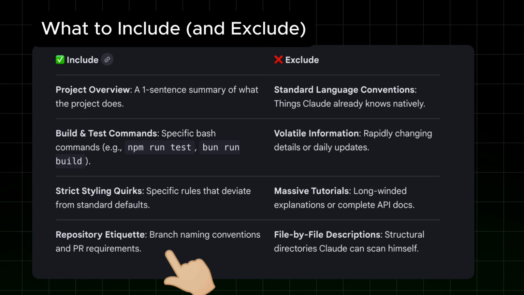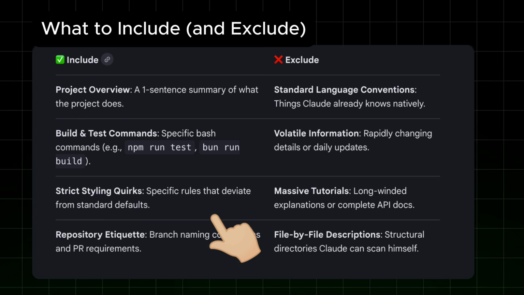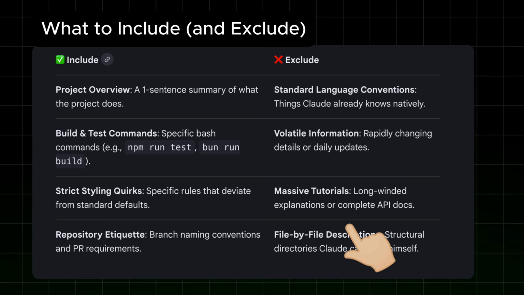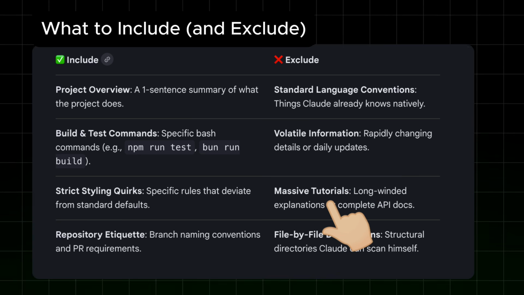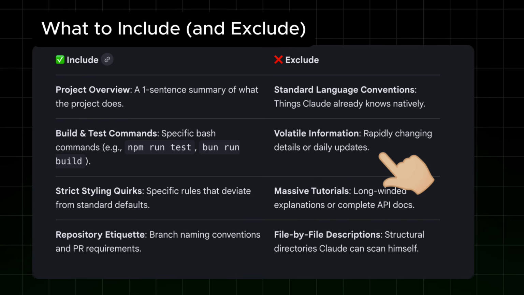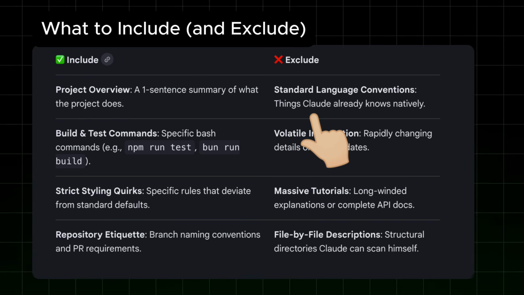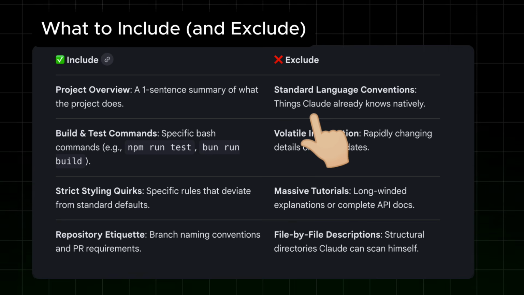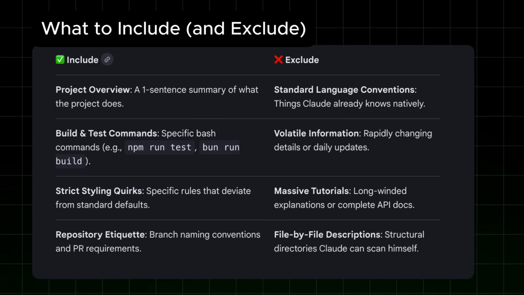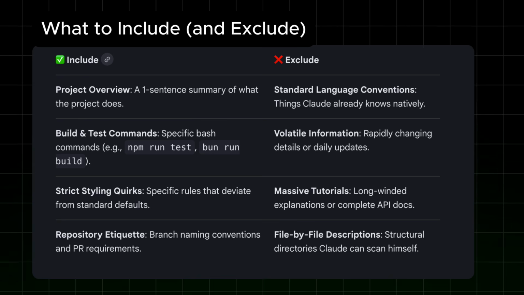And what you will exclude from the file: self-evident code, anything Claude can easily figure out by reading the code, long explanations, deep historical context, or lengthy tutorials, standard conventions, basic language behaviors that Claude already natively knows, and detailed API docs. Instead of writing them out, just link to the local files.